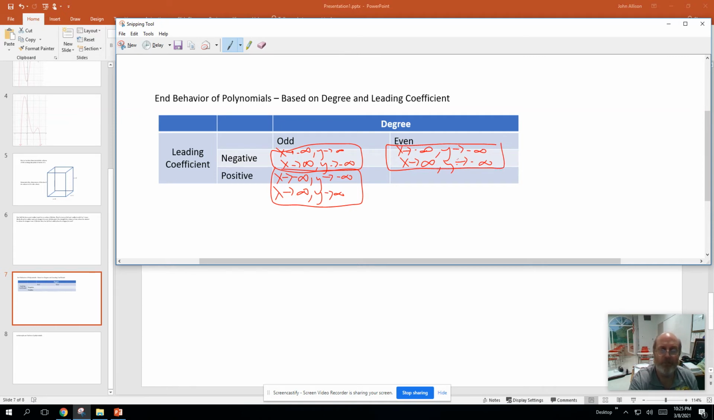If we had an even degree with a positive leading coefficient, like we just saw a minute ago, as x went to negative infinity, y would go to positive infinity. And as x went to infinity, y would also go to infinity, because they both go the same direction with an even degree. And that's how we do the end behavior based on the degree and the leading coefficient.